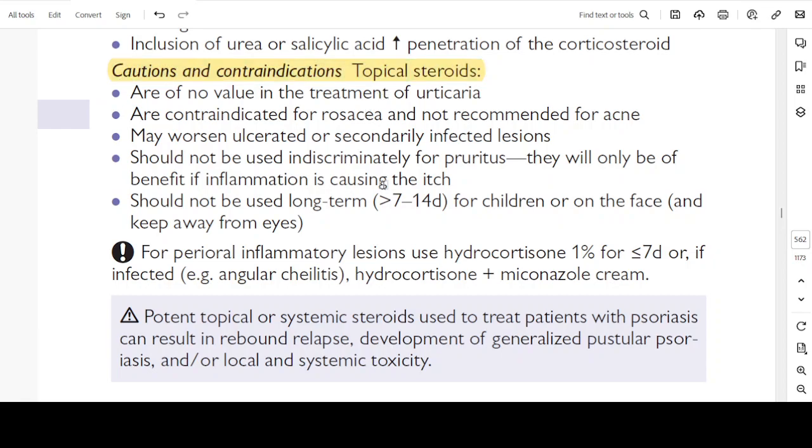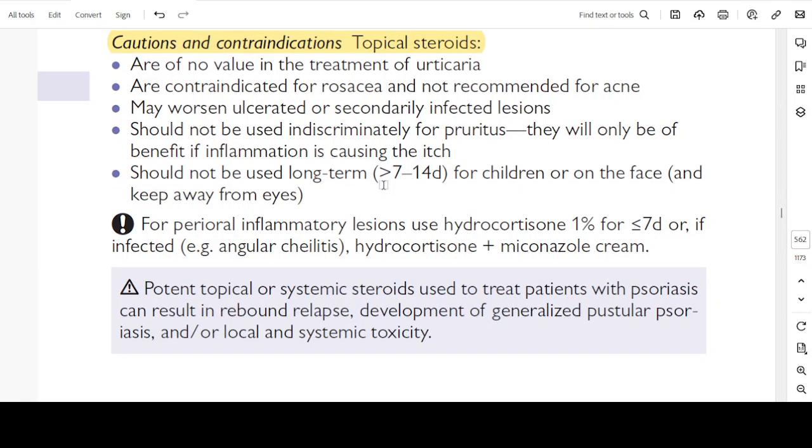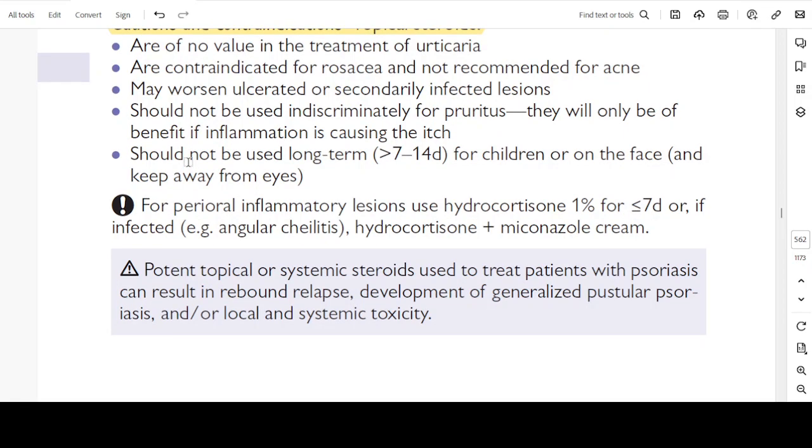for topical steroids. Topical steroids have no value in the treatment of urticaria, are contraindicated for rosacea and not recommended for acne, may worsen ulcerated or secondarily infected lesions, and should not be used indiscriminately for pruritus as they will only benefit if inflammation is causing the itch. They should not be used long term, more than 7 to 14 days, for children on the face, and keep away from the eyes. For perioral inflammatory lesions, use hydrocortisone 1% for less than 7 days, or if infected, as in angular cheilitis, hydrocortisone plus miconazole cream.